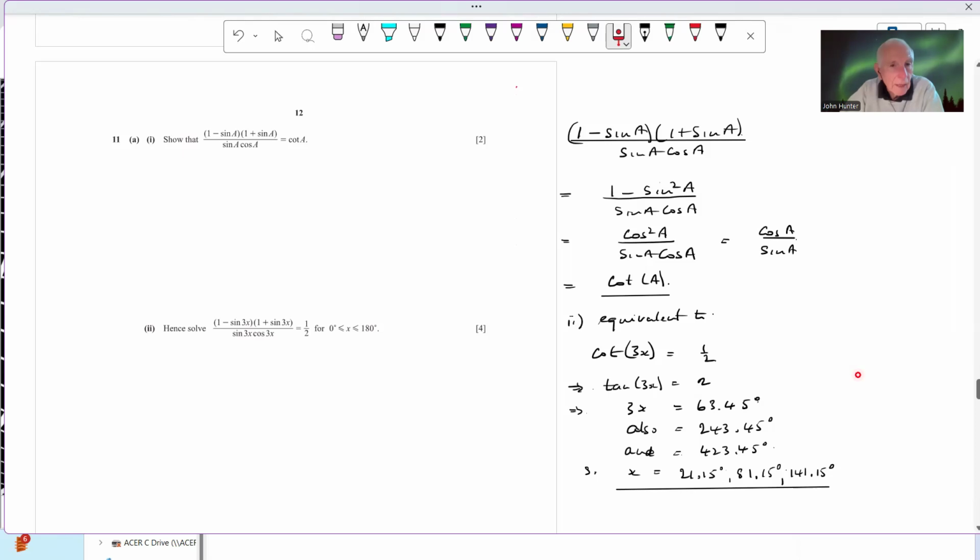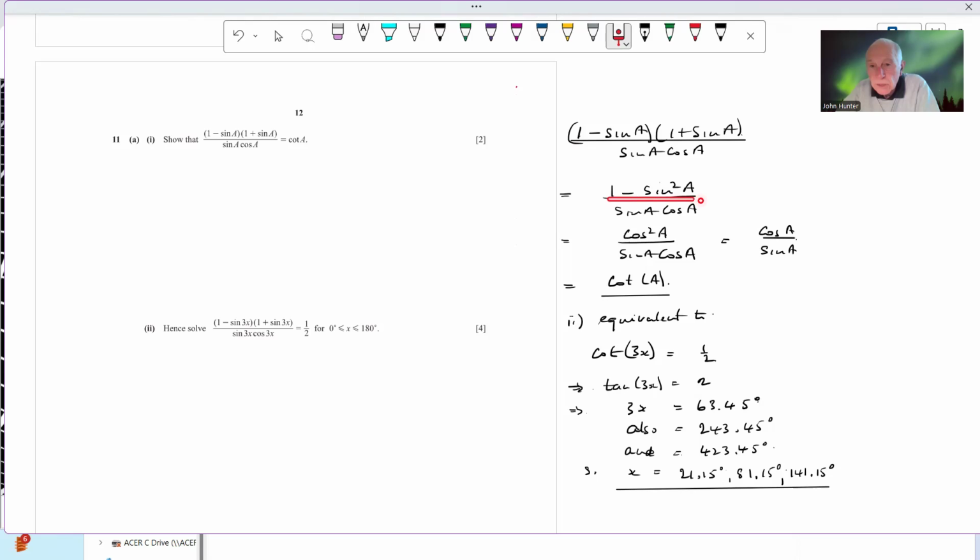Right, trigonometrical identity here: show that this lot equals the cotangent of A. So in order to do this, well, we're basically going to use our Pythagorean identity that is on the formula page at the beginning. If we multiply this out, which is the difference of 2 squares, we're going to get that divided by sine A cos A.